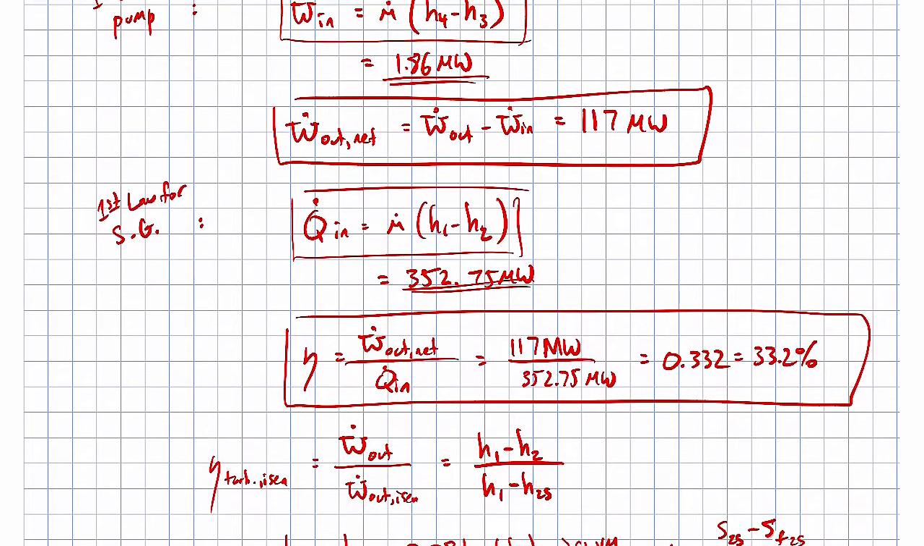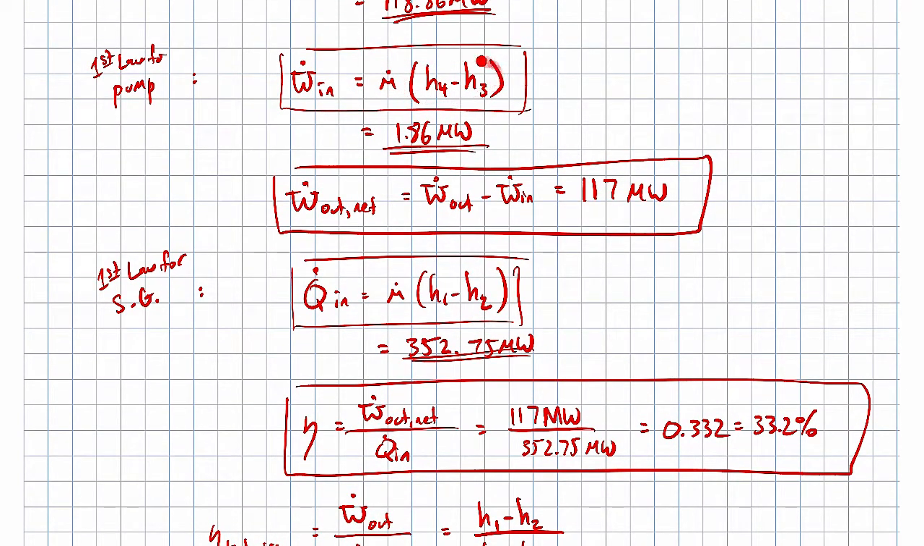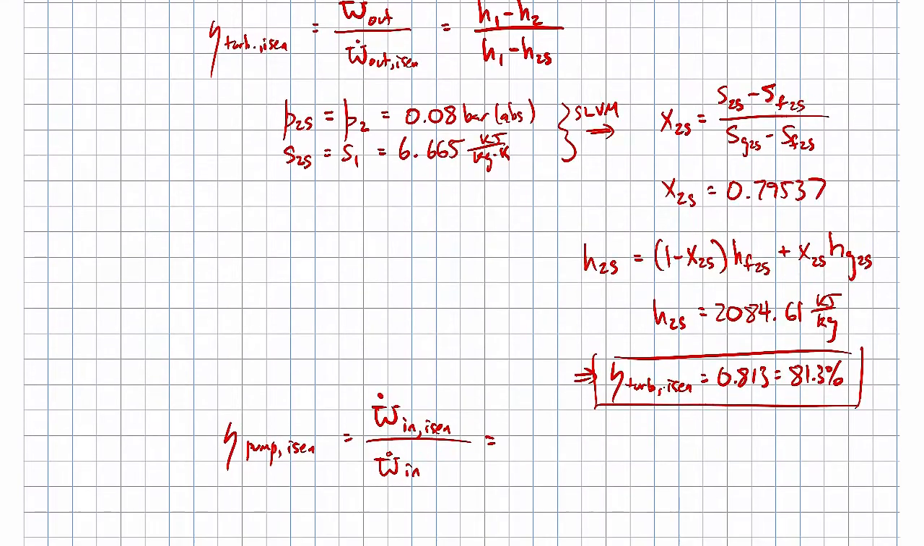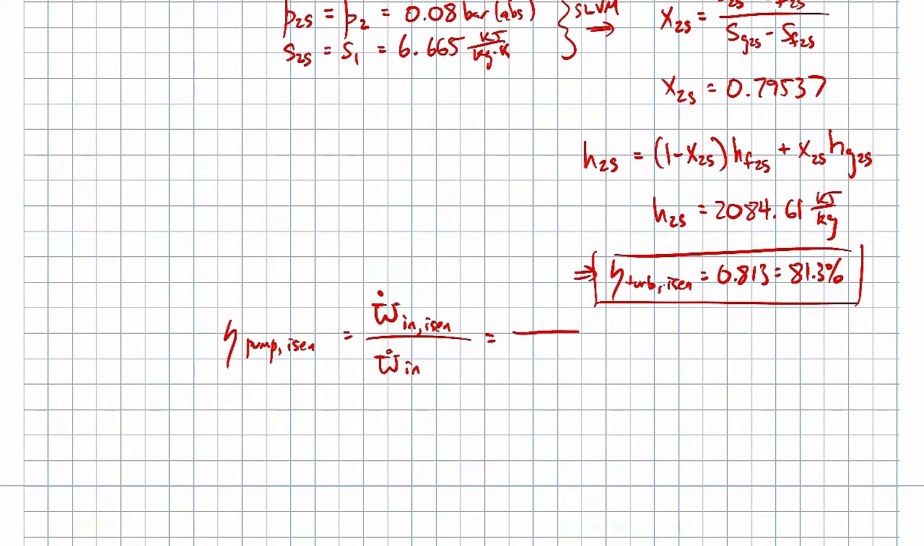That was up here, H4 minus H3. So we can write this out with H4 minus H3 in the denominator. In the numerator, it will be H4S minus H3. We know the values for H4 and H3 from the property tables. We already evaluated those. H4S we still need to find.